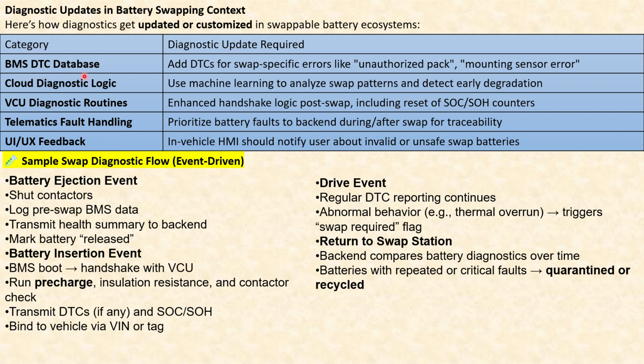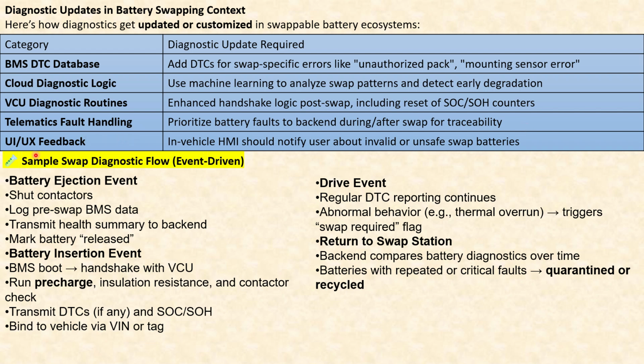So the first thing is the BMS DTC database: add DTCs for swap-specific errors like unauthorized pack and mounting sensor error. Second category is cloud diagnostic logic. Use machine learning to analyze swap patterns and detect early degradation. Now talking about the VCU diagnostic routines, enhanced handshake logic post swap, including reset of SOC, SOH counters. And talking about the telematics fault handling, prioritize battery faults to backend during and after swap for traceability.